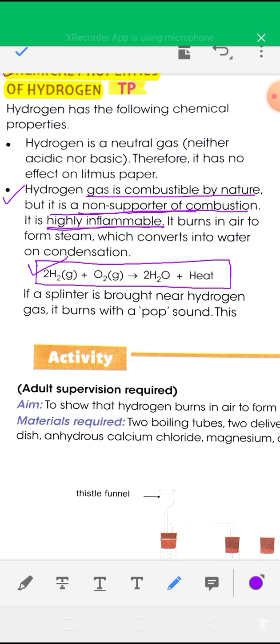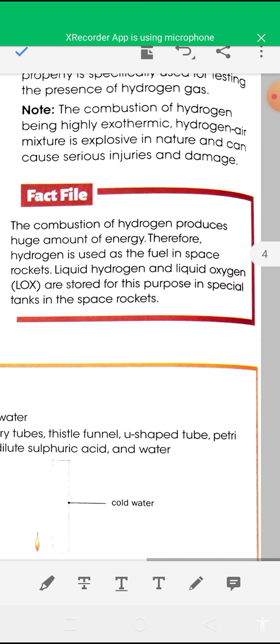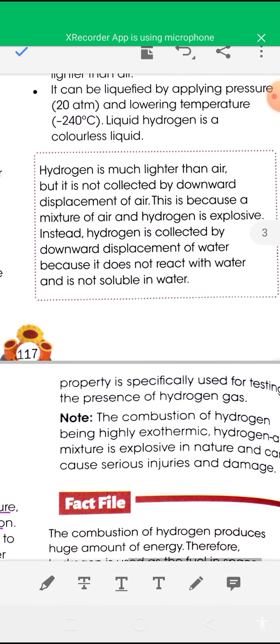If a splinter is brought near hydrogen gas, hydrogen burns with a pop sound. Remember that hydrogen burns with a pop sound. So this is the identification test for hydrogen.